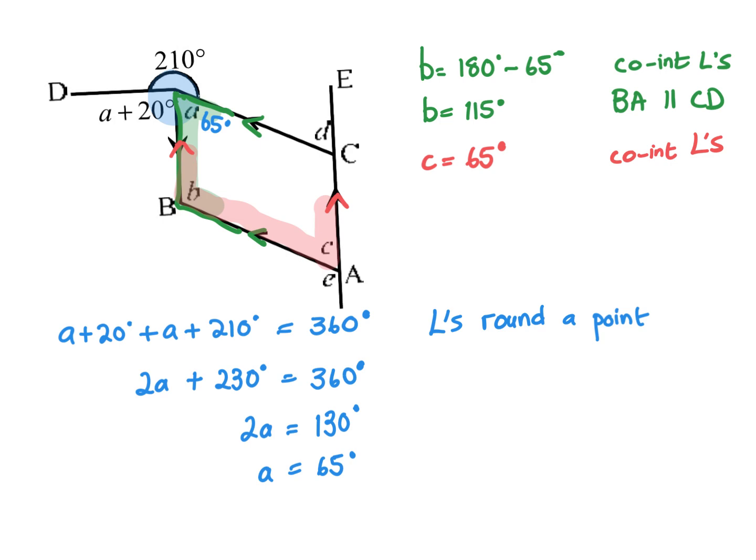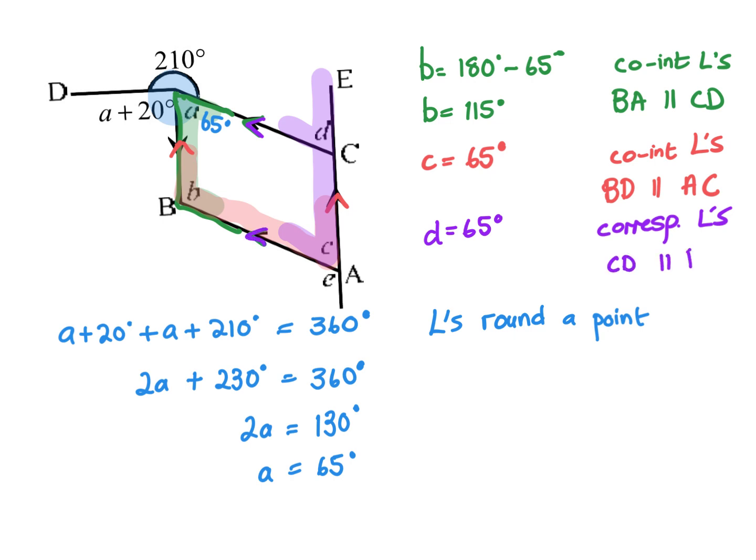Okay, so now the parallel lines I'm working with is, let's just call that D again, is parallel to AC. If I need to find D, I can use corresponding angles. This is an F on its head over there. So that means that D is the same value, that's 65 degrees, corresponding angles. And in this case, I'm using these parallel lines. So that's CD and BA.